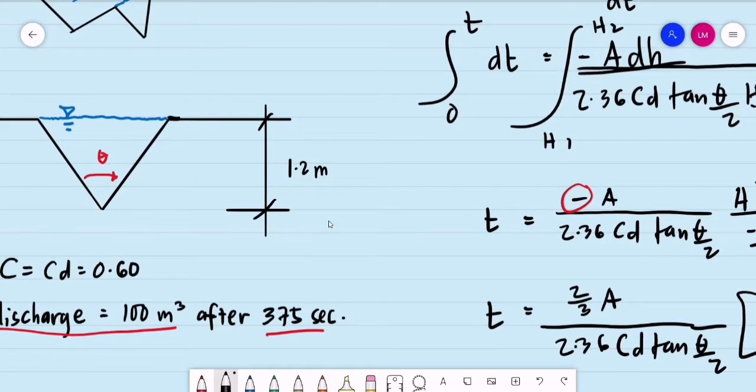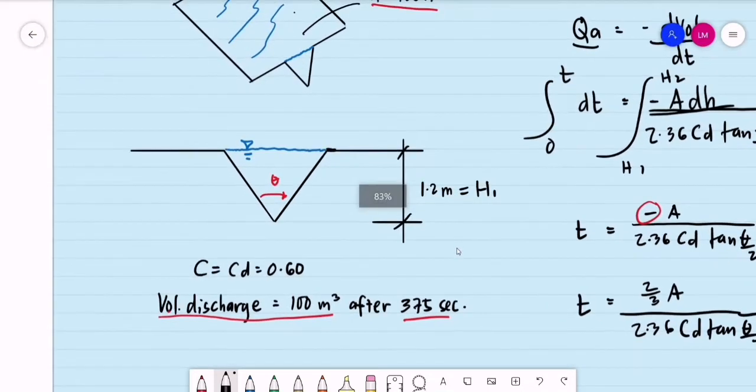Okay, we have the initial head that is 1.2 meters, based na rin sa problem. So, head number 1. Ano yung head number 2 after 375 seconds? So, obviously, nagbawas tayo ng liquid. Sabi niya, nabawasan daw siya ng 100 cubic meters. Dito natin kukunin yung final head. Let's say this is head number 2.